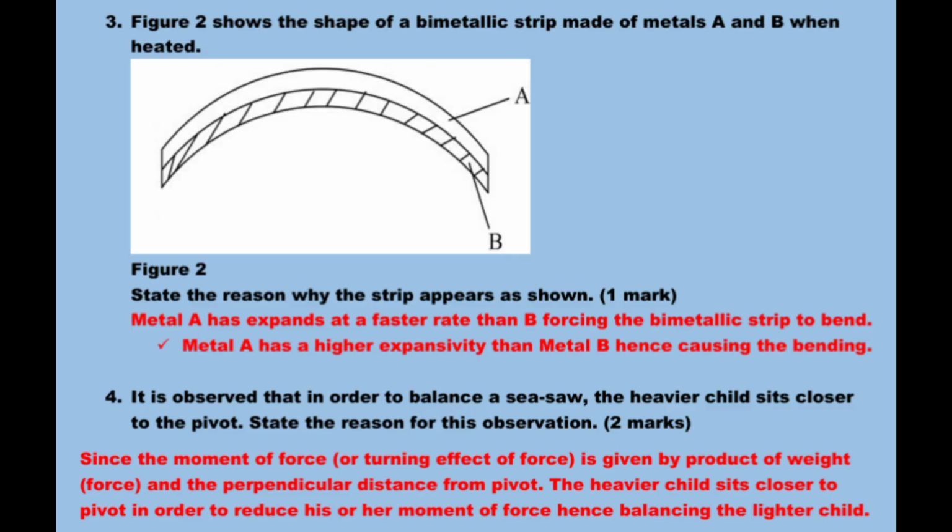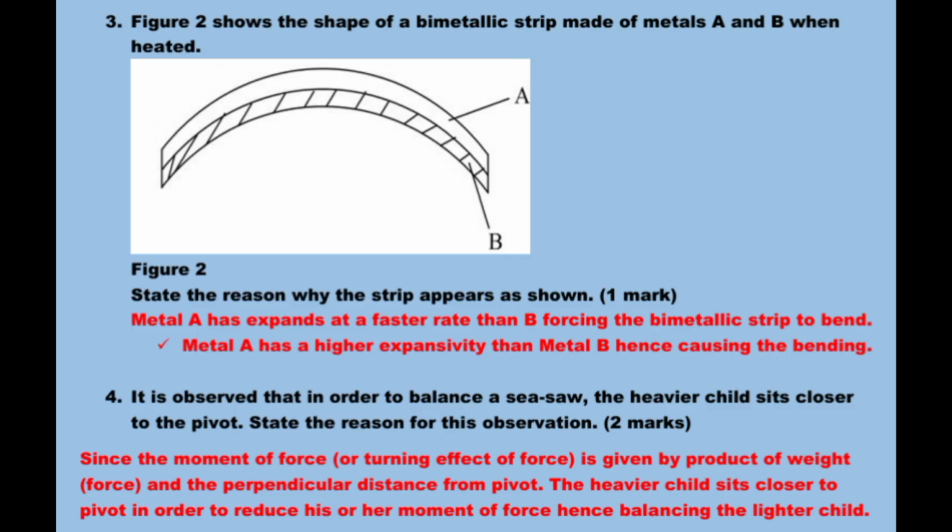Metal A expands at a faster rate than B, forcing the bimetallic strip to bend. So in other words, you can also say that metal A has a higher expansivity than metal B, hence causing the bending. So simply we are comparing the rates of expansion, and we are now saying that metal A has a higher rate of thermal expansion. Let's go to question 4.